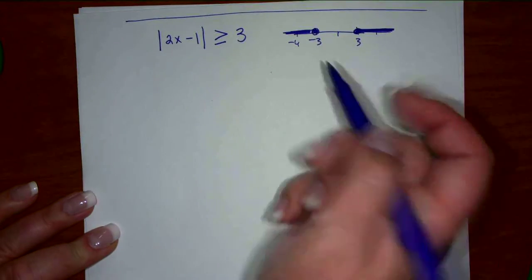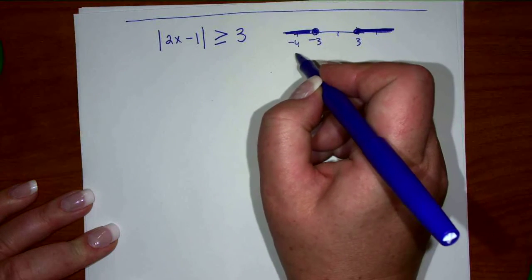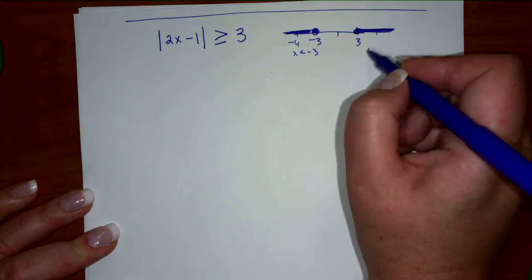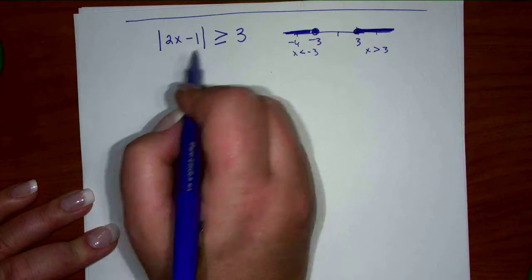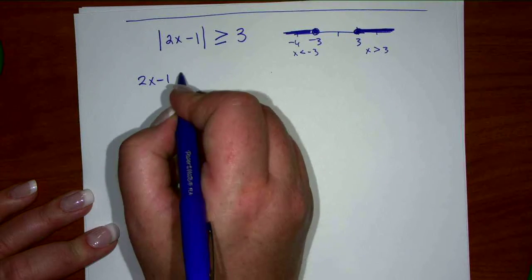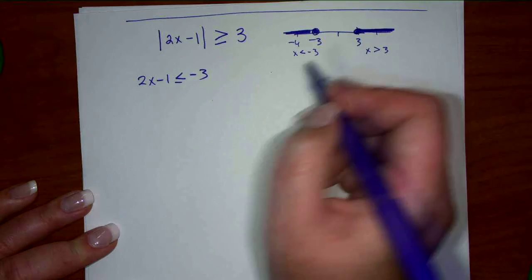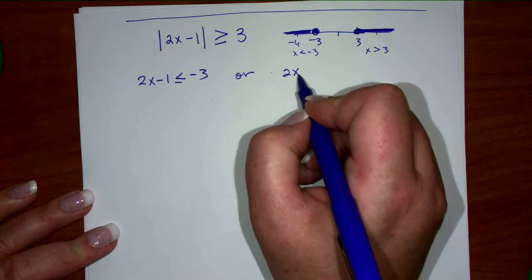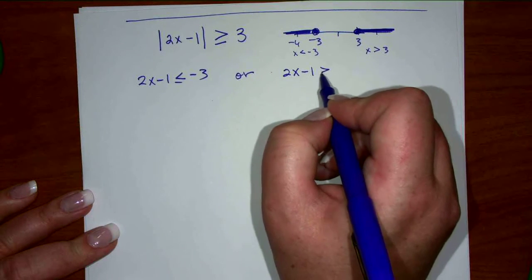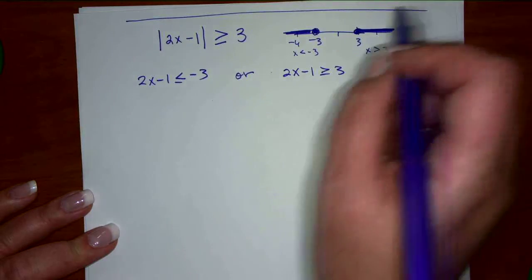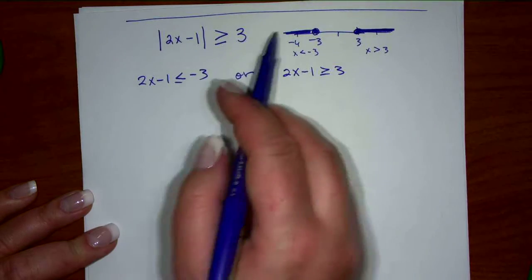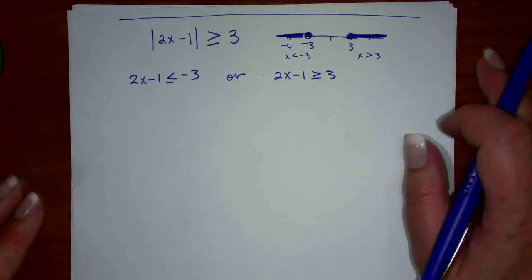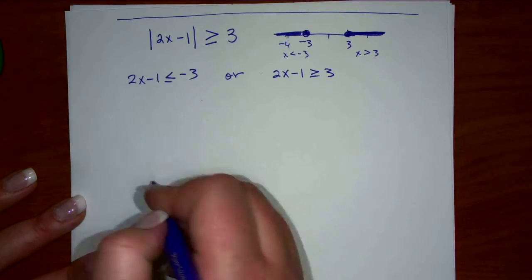Okay, so now we set it up. So this would be like x is less than -3, and this is like x is greater than 3, but we don't have an x. So we have 2x minus 1 is less than -3, or, why or? So greater than is that way, less than is that way, or because they don't overlap, it's in one or the other. Then you solve each of them separately.